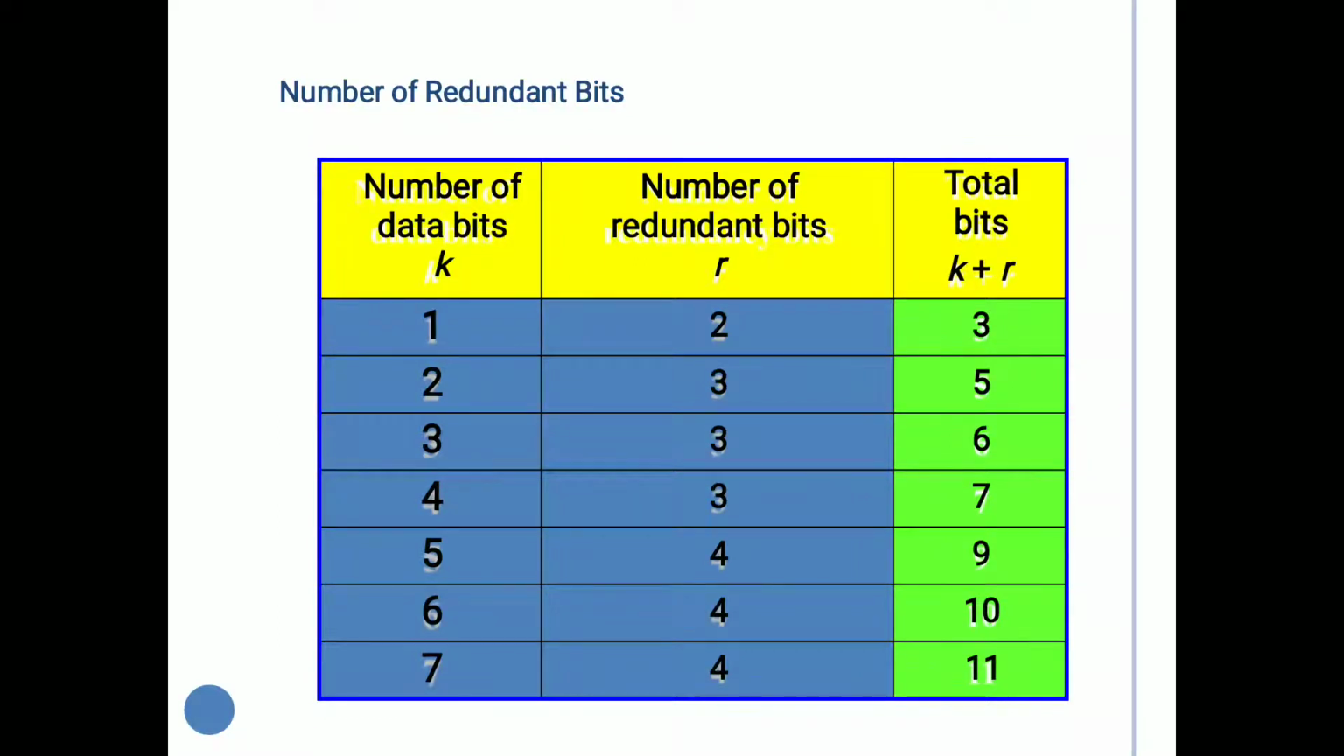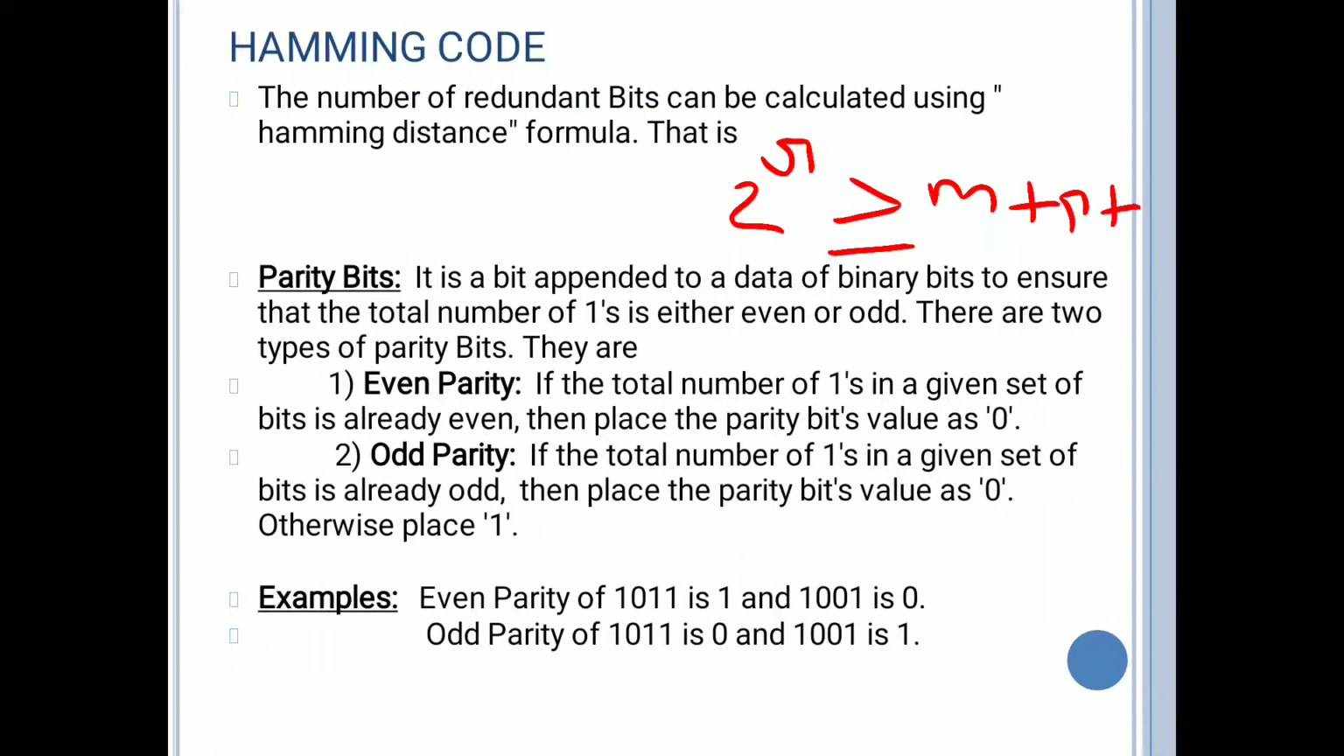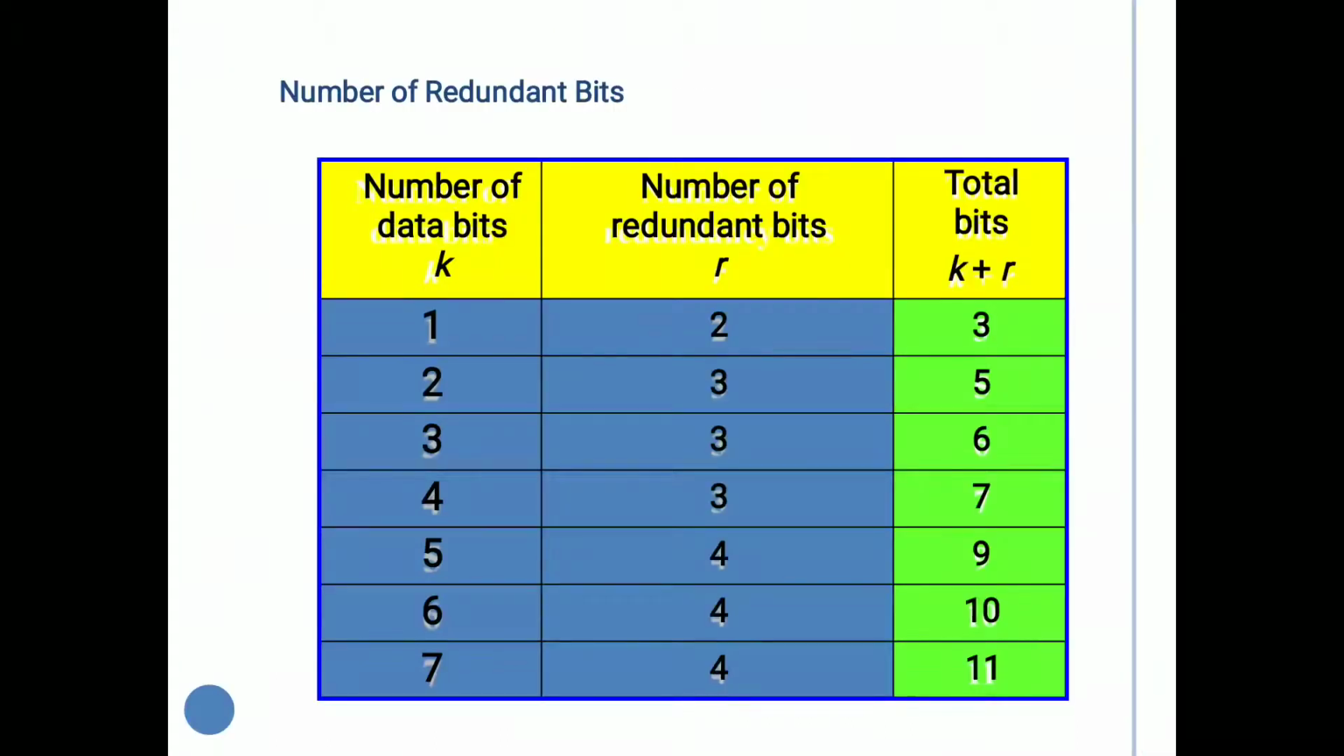So, number of redundant bits. Here we calculated the redundant bit values by using this formula. I have given a simple table for how we will calculate. For example, the total number of data bits in the original message M is considered as K. Number of redundant bits is R. Then the total number of bits in the code word is K plus R. For example, if the message consists of only one bit, then it requires two redundant bits to satisfy the condition. So we will check the condition now.